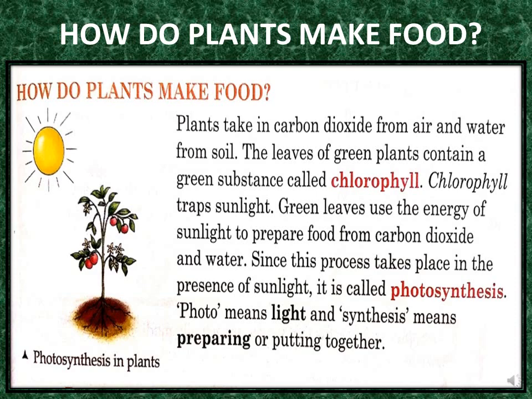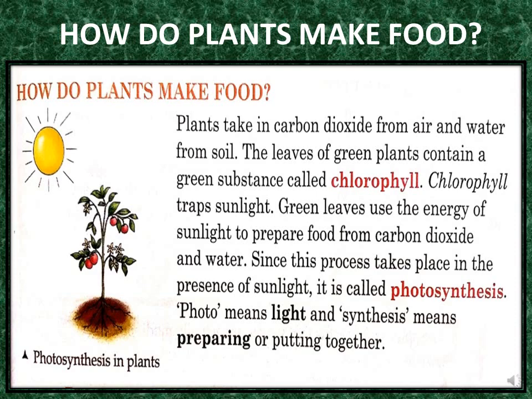So what is the basic requirement for photosynthesis? One is carbon dioxide from air, another is water from soil, and the third one is the presence of sunlight. If all these three conditions are available, then only plants can make their own food. And the process is called photosynthesis. And of course, the presence of chlorophyll, the most important one. The presence of chlorophyll in the green leaves is essential for making food through photosynthesis.